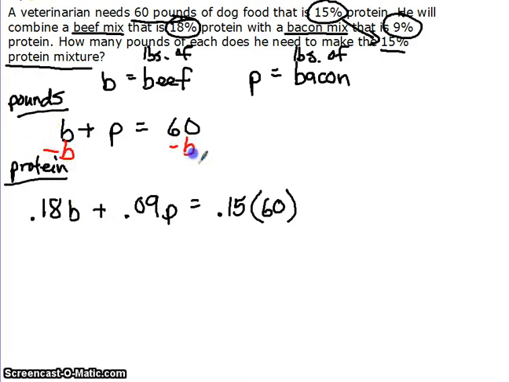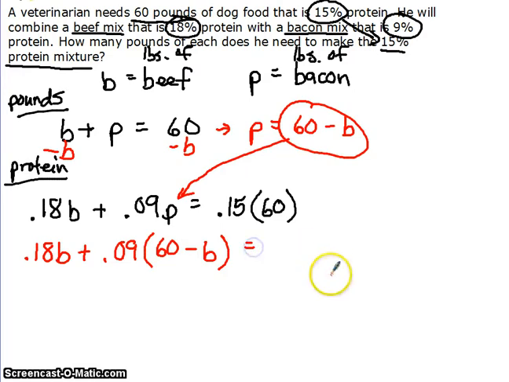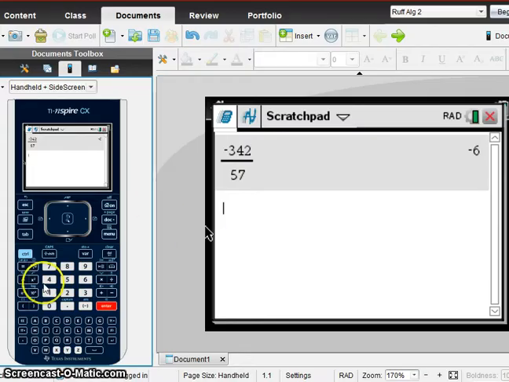So I'm going to subtract B on both sides. So that'll turn this into P equals 60 minus B. And I'm going to substitute that in for P right here. So that gives me 0.18B plus 0.09 times 60 minus B equals 0.15 times 60, and I'm going to go ahead and multiply that out. I'm going to use our calculator a bit here. That's 9.